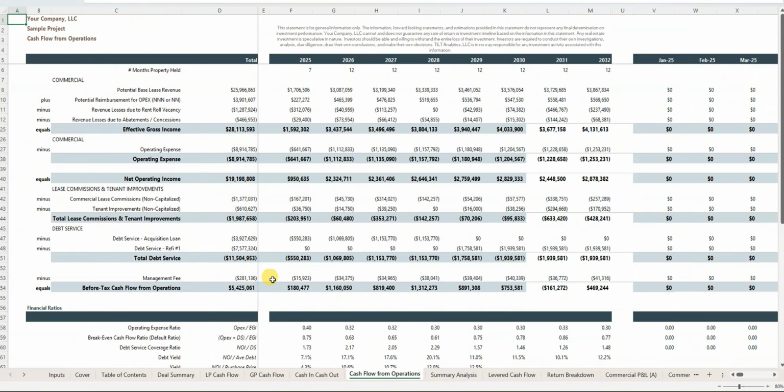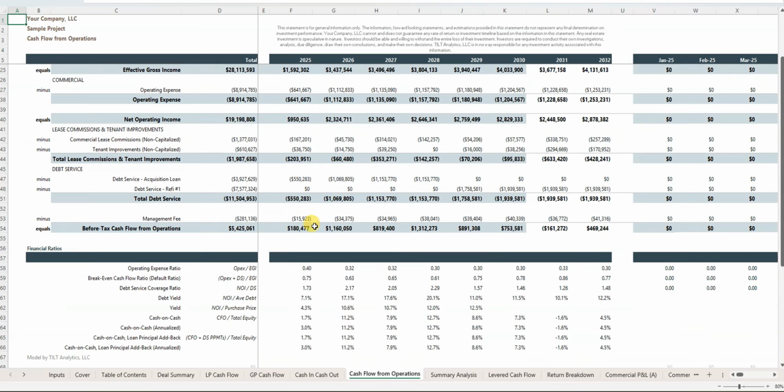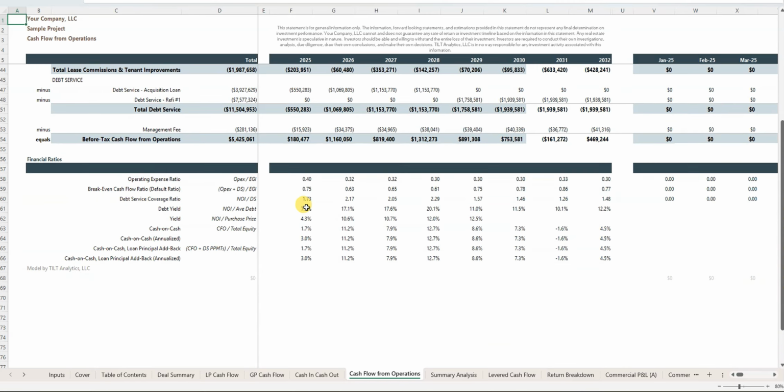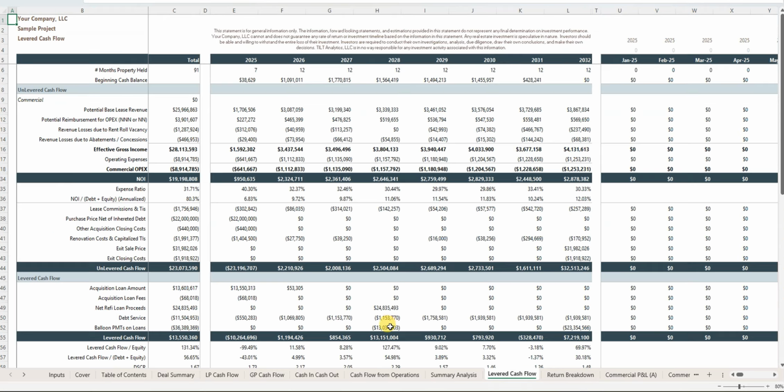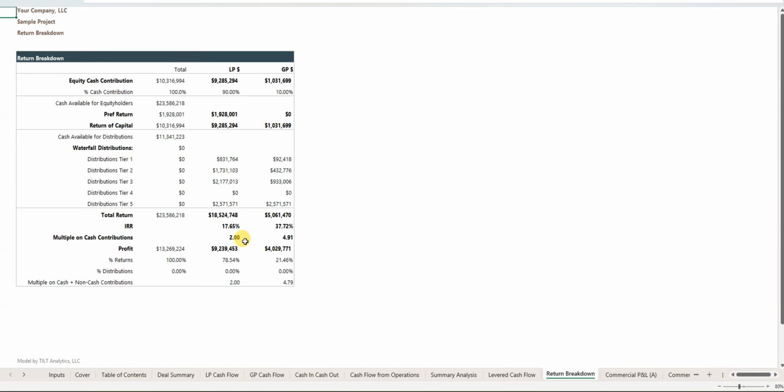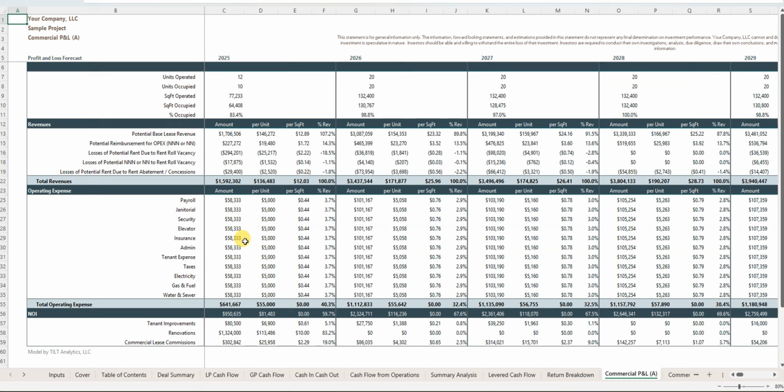The banks tend to be a bit more on, say, cash flow from operations, where you have your revenues, your operating expenses, any debt service before tax, cash flow from operations, and then a variety of metrics at the bottom, such as debt service coverage ratio and so on, debt yield, operating expense ratio. There's other sheets that I won't linger on right now, but a couple of the obvious ones to look at would include a commercial P&L.